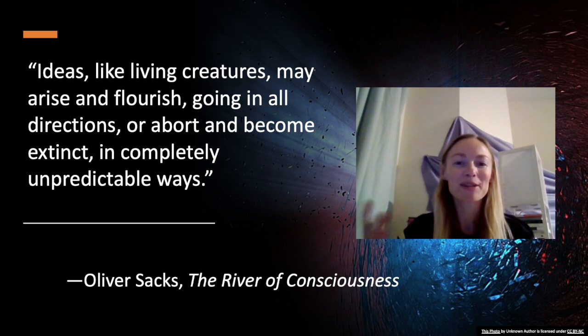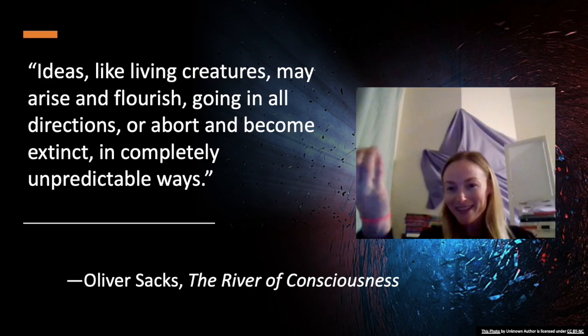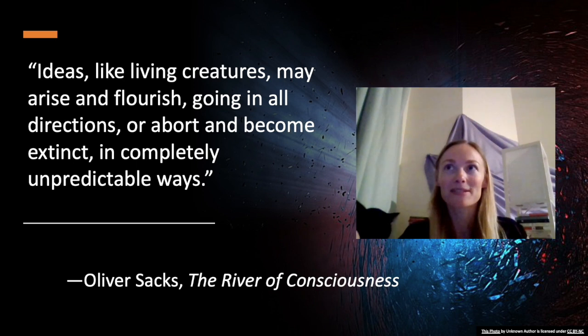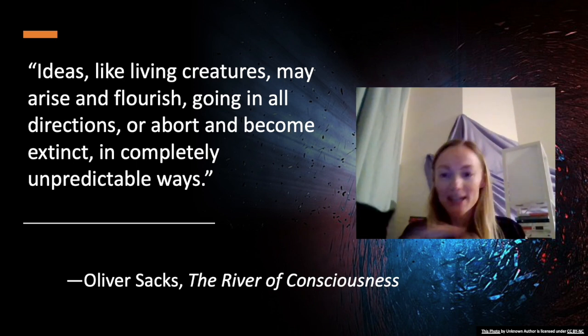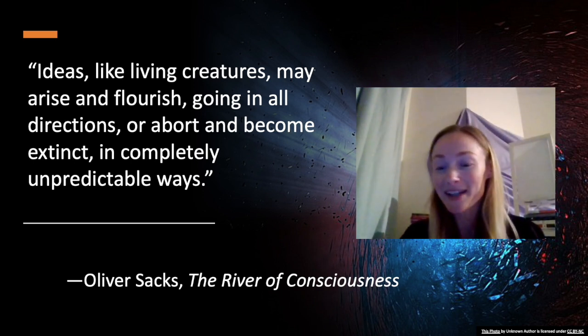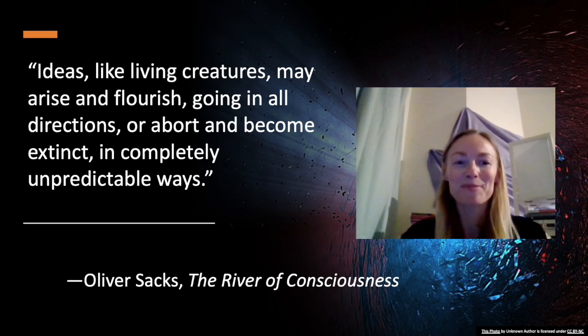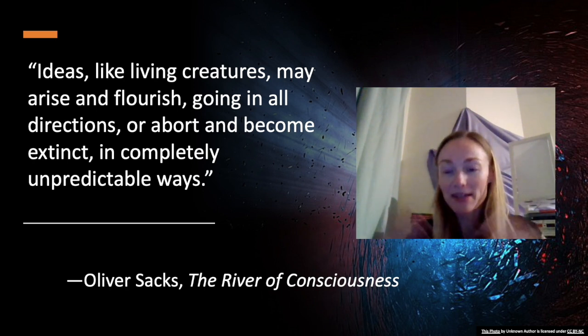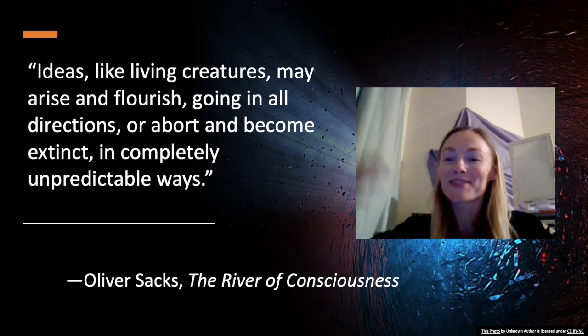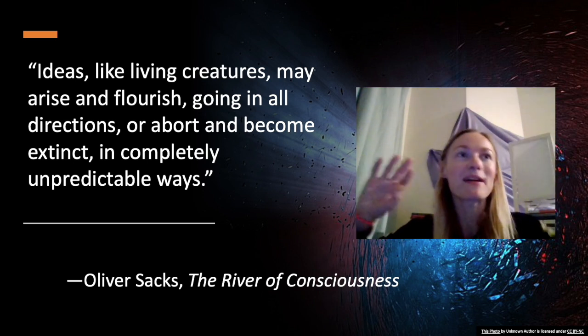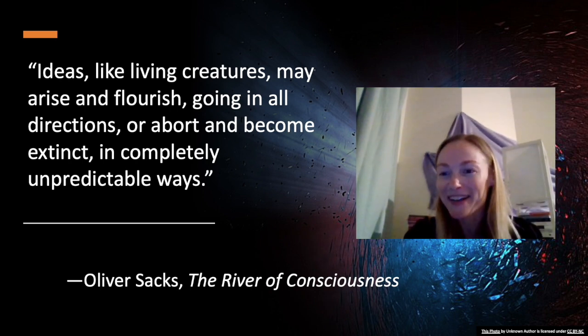Ideas like living creatures may arise and flourish, going in all directions, or abort and become extinct in completely unpredictable ways. So the creature then is an idea, right? Mary Shelley, as you'll see in the author's introduction, refers to it as her hideous progeny. This refers to Frankenstein, the novel, but it can also be read as the creature, and as this idea she's had, that she's put forth into the world. Just as Frankenstein can no longer control the creature once he's created him and he's out in the world, nor can Mary Shelley control her novel and the creature itself and this idea she's had. And it's being reread and reinterpreted infinitely by us, which is pretty neat too.